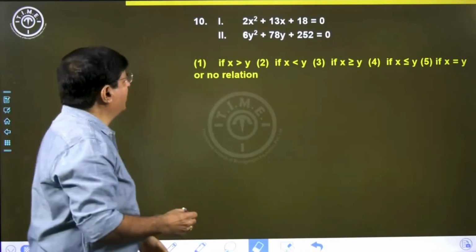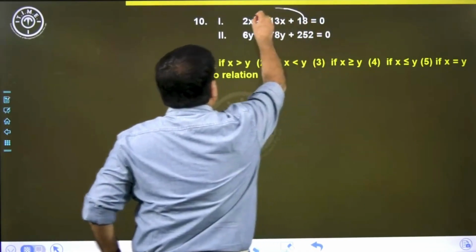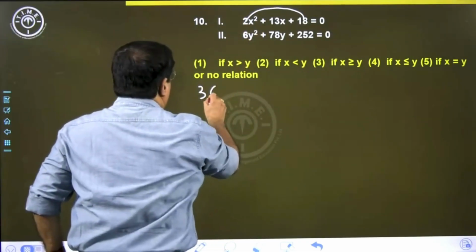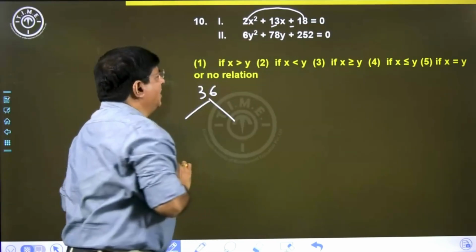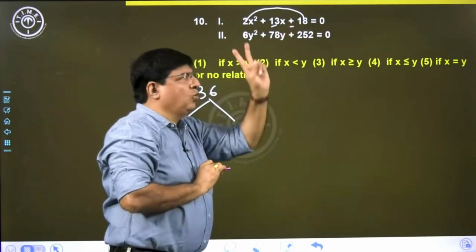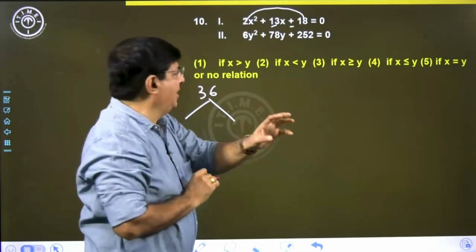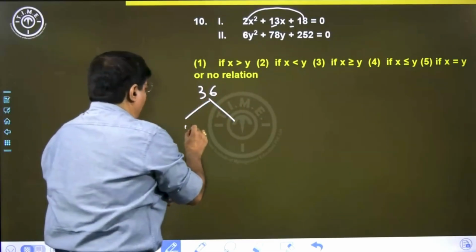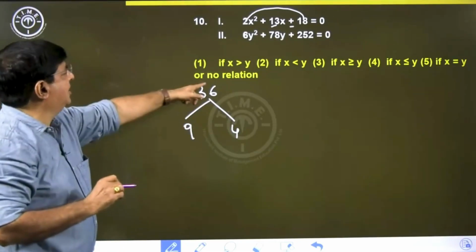Last question of today's videos. 18 into 2, 36. So here I have 36. Sign of 18 is plus, and here number is 13, that is coefficient of x. So sign of C is plus. Two numbers whose summation gives you 13, multiply gives you 36. 9 and 4. So 9 plus 4 is 13, 9 into 4 is 36.